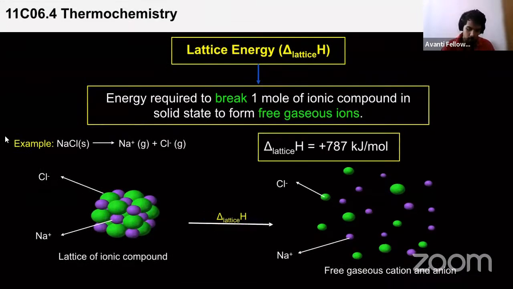Now, for your example, whenever you are converting a NaCl solid into Na+ and Cl- gaseous atoms, the lattice enthalpy is plus 787 kilojoules per mole. Very high, right? Now, is this endothermic or exothermic? You can see the positive sign, right? We are breaking a lot of bonds. In a three-dimensional structure, we are breaking a lot of attraction. So, we need to provide a lot of energy. 787 kilojoules per mole is a lot of energy. This is very much an endothermic reaction.